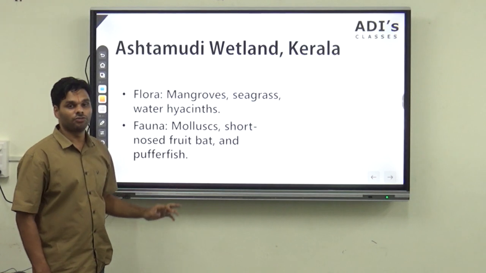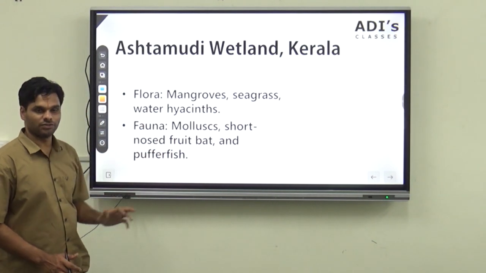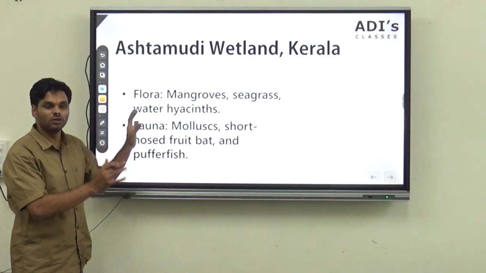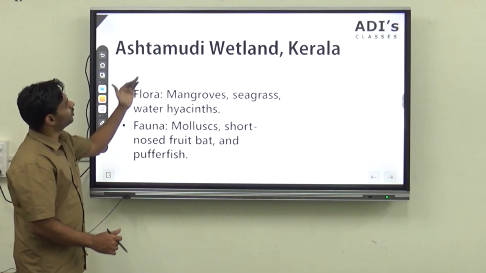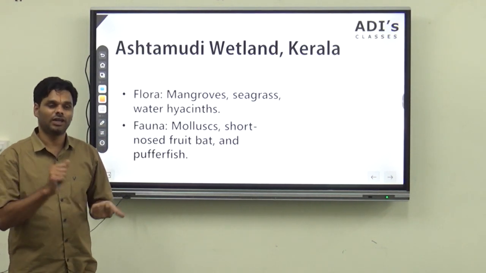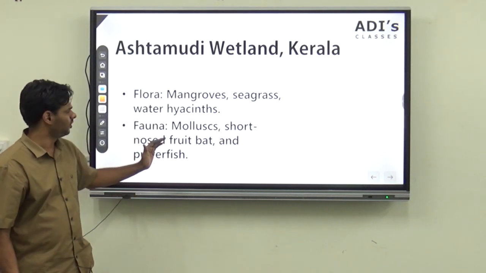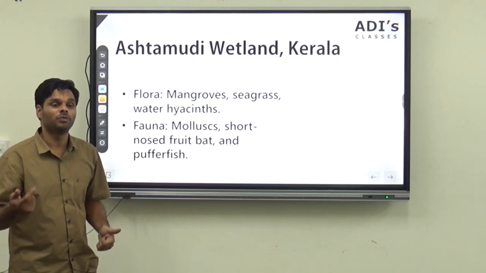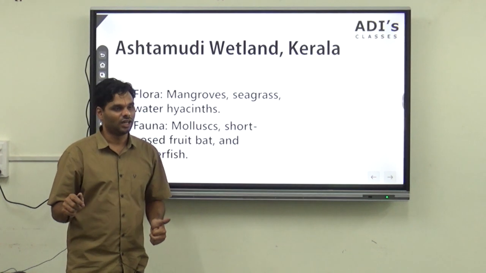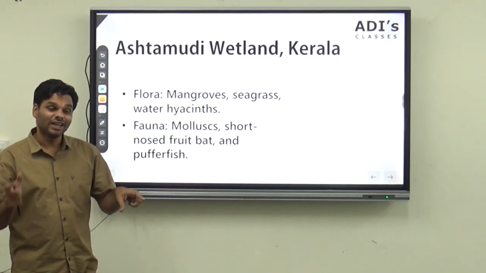Then we look at a lot of fauna like mollusks, short-nosed fruit bat, and pufferfish. So you can also Google all of these and see how they look. You should know, for example, what are some of the major flora and fauna in very important wetlands. We are just looking at 10 important wetlands. These are huge wetlands. You should know where you will find a fruit bat. Will you find it in Lake Chilika near Odisha? Maybe not. Ashtamudi, yes. Why? You can tell that also.